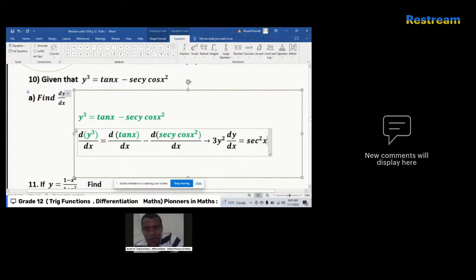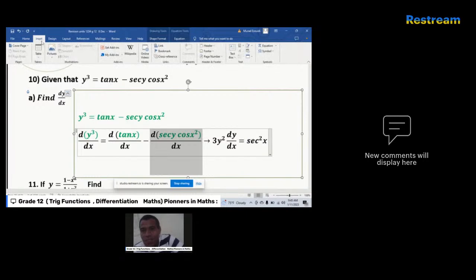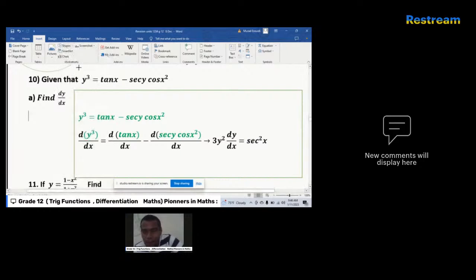If it is possible, I will differentiate it here. This one, then I will copy here. Therefore, I will insert here a table. Okay, I will insert a table. I will put it here.